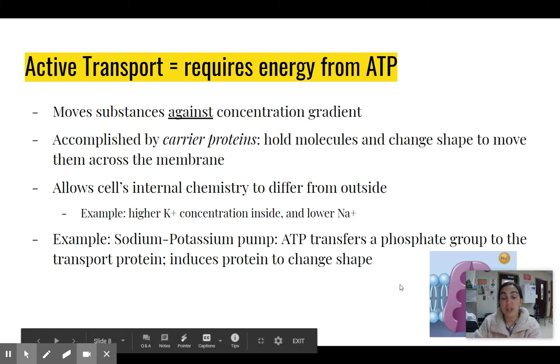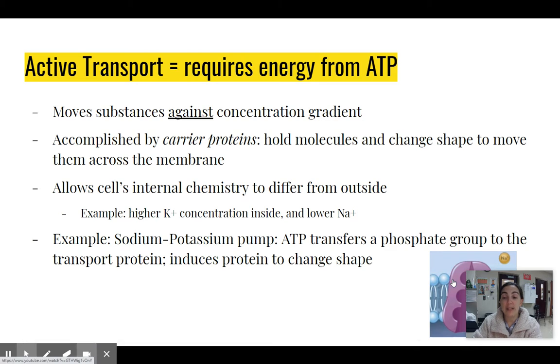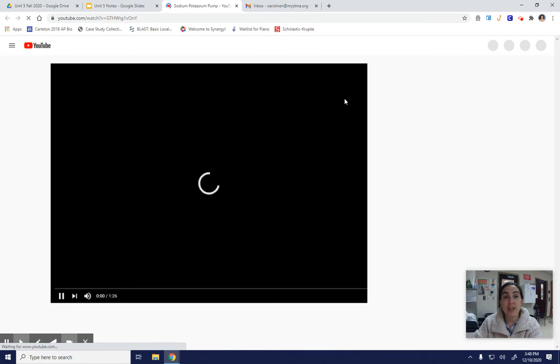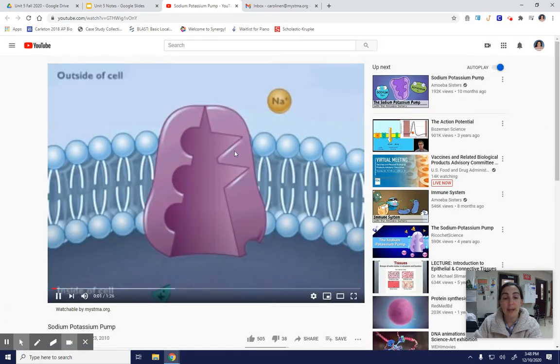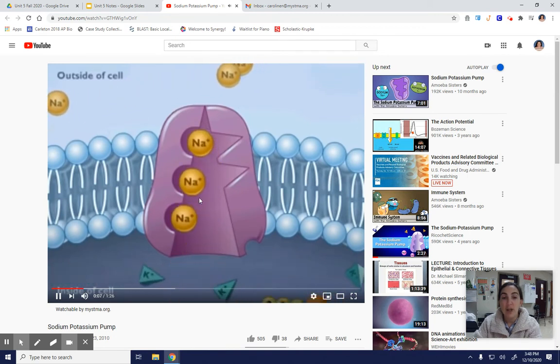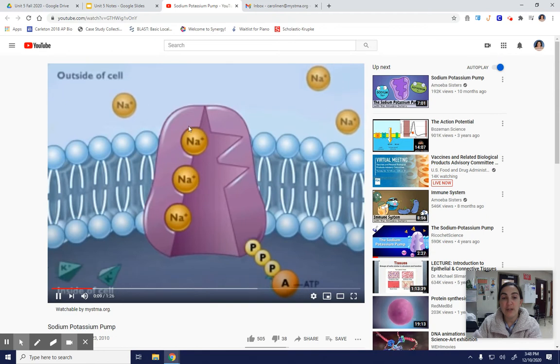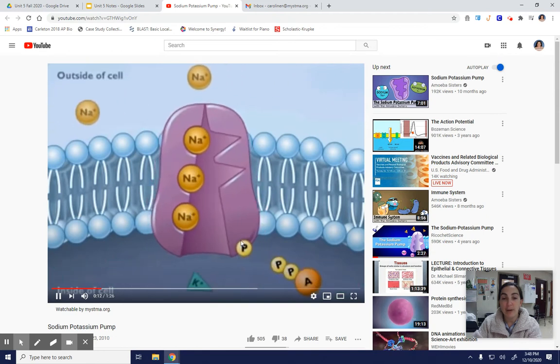And we're going to watch here for a minute how that works. As you watch this animation, there's no sound on this. But just pay attention to what's going in and what's going out. So you can see this protein has a really unique shape in the membrane. This is the inside of the cell. Sodium ions fit into particular places in one part of the cell.